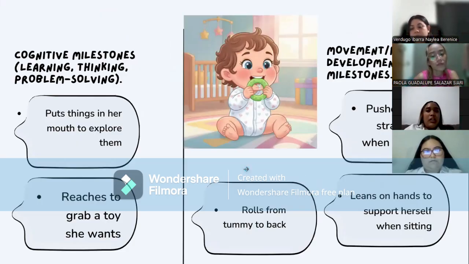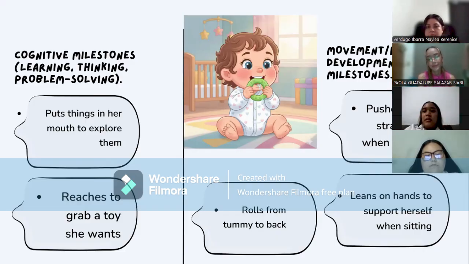And cognitive milestones, learning, thinking, problem solving: puts things in her mouth to explore them, reaches to grab a toy she wants. And movement and physical development milestones: pushes up with straight arms when on tummy, rolls from tummy to back, and leans on hands to support herself when sitting.